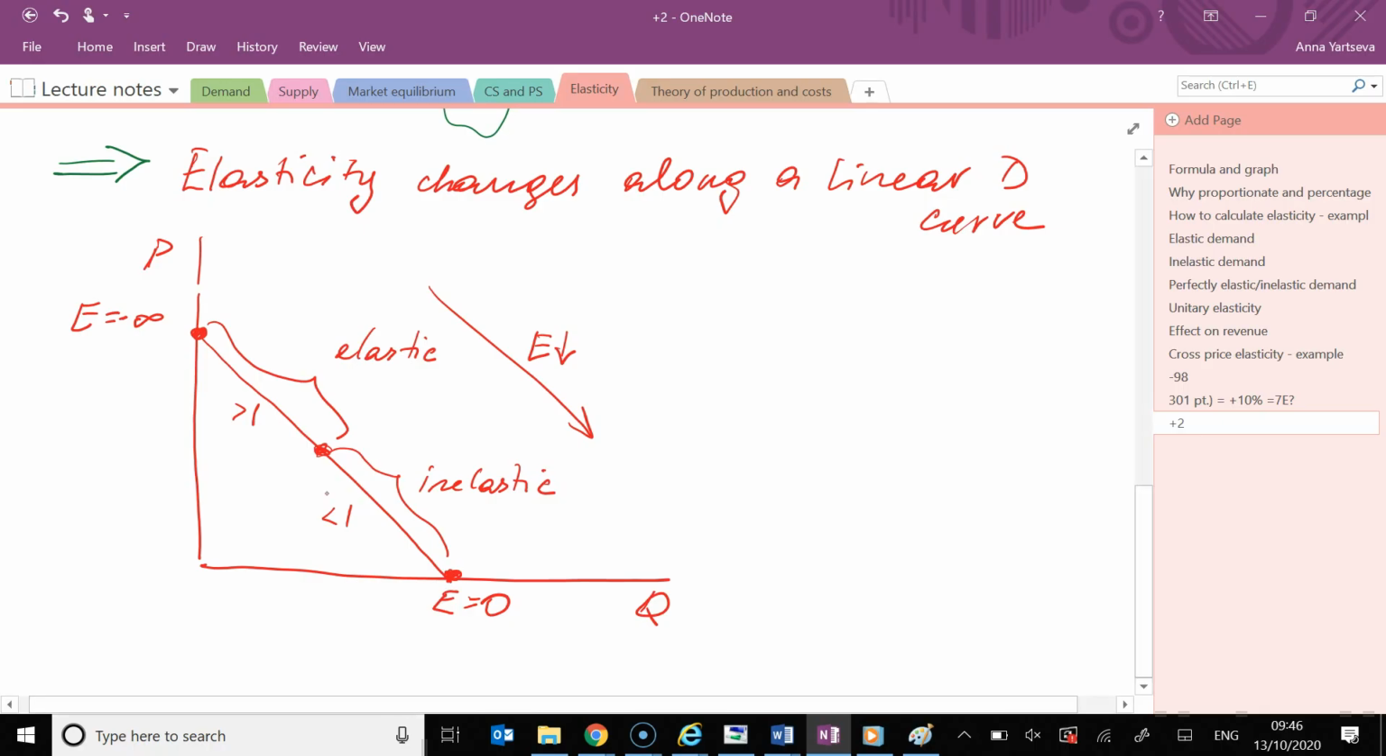And we will use this graph, based on this concept which we've just covered, the fact that elasticity varies, in order to derive this optimal quantity. So please bear this in mind. This is the main lesson from this particular exercise.